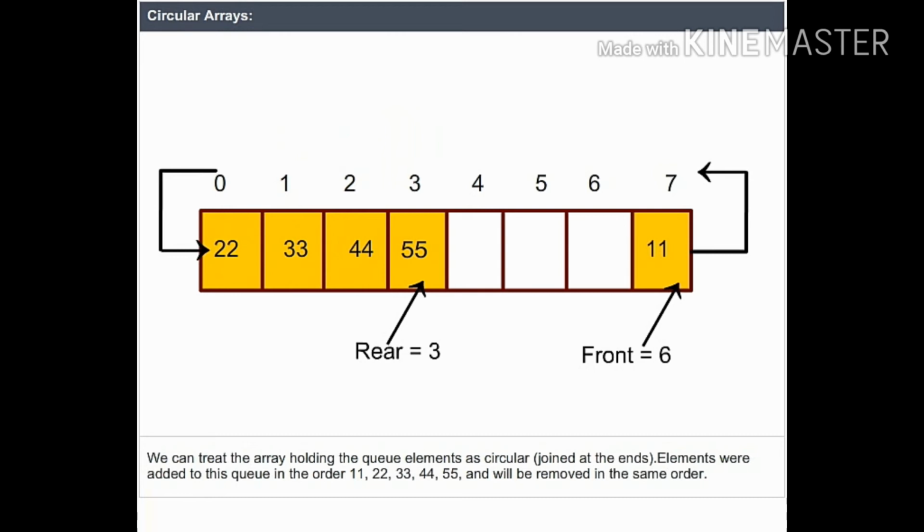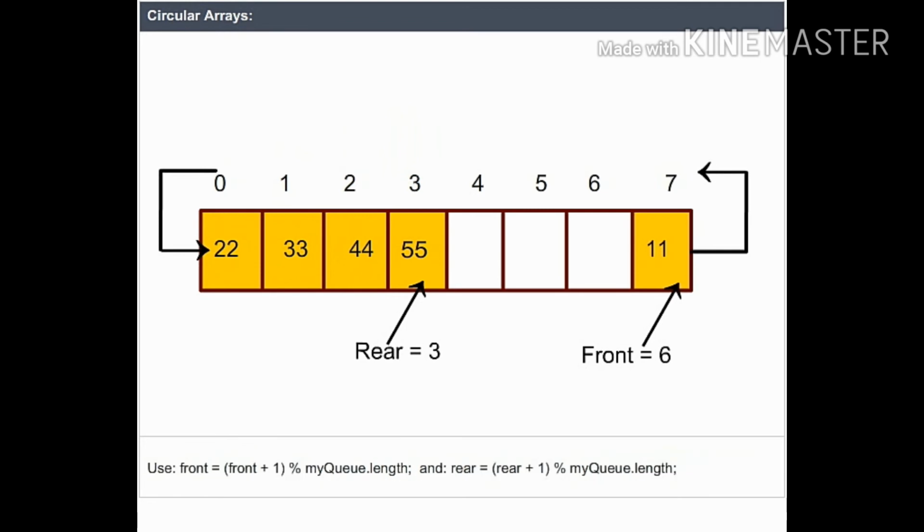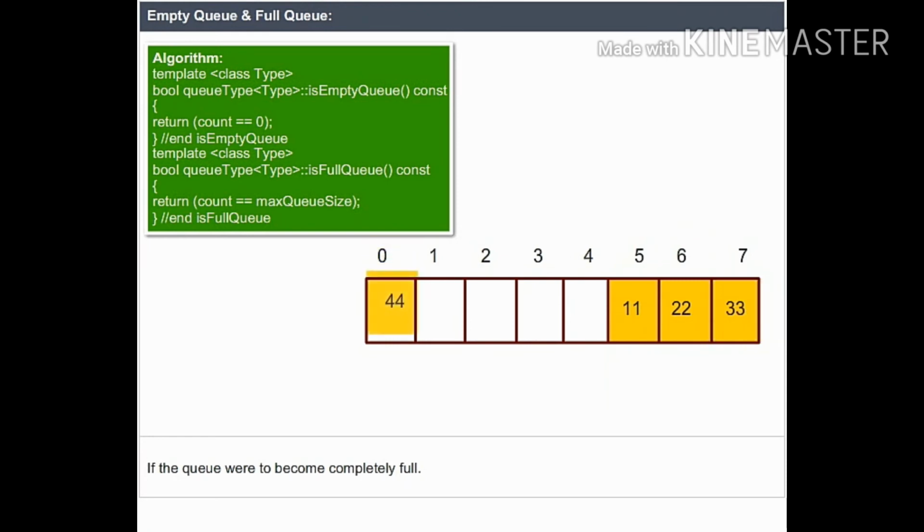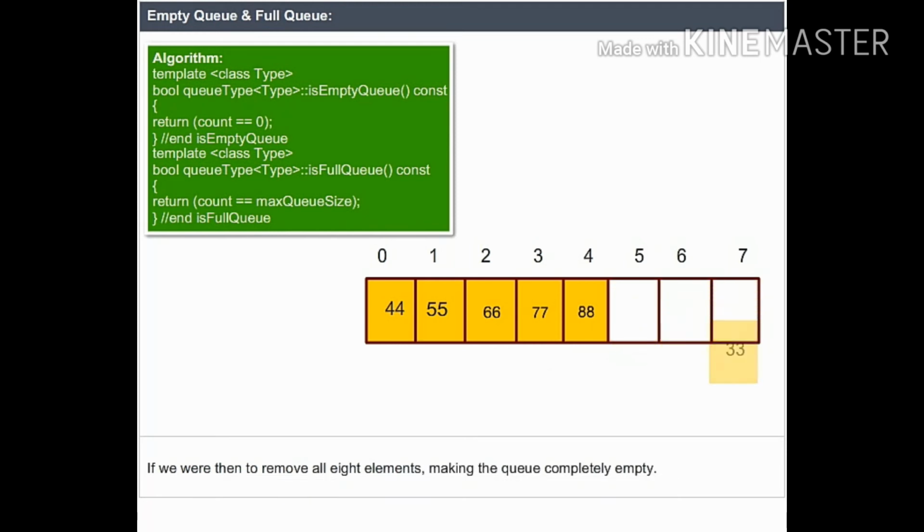Elements were added to this queue in the order 11, 22, 33, 44, 55 and will be removed in the same order. Use front = (front + 1) % queue length and rear = (rear + 1) % queue length. Empty queue and full queue. If the queue were to become completely full, and if we were then to remove all 8 elements, making the queue completely empty.